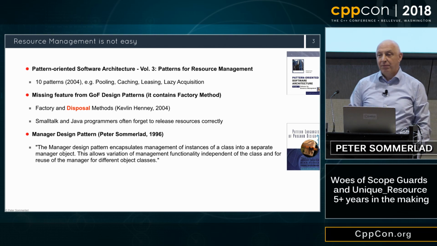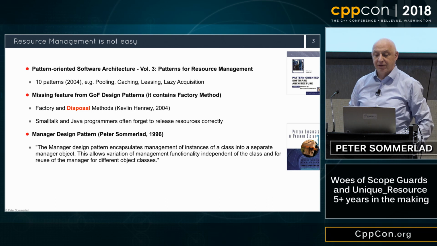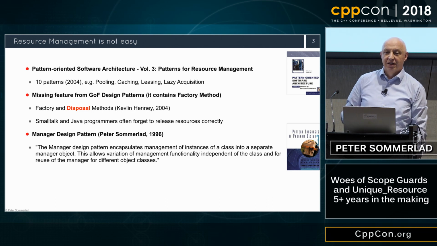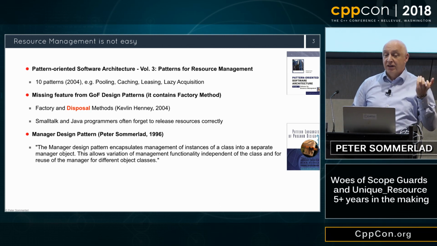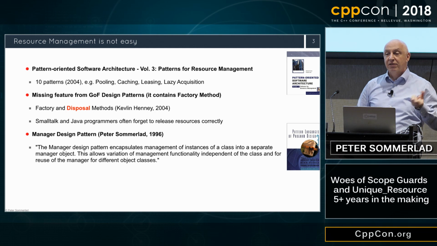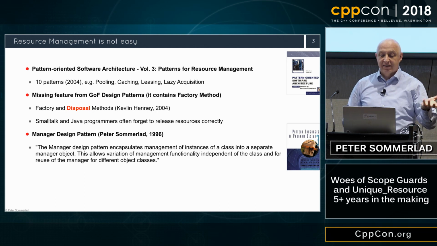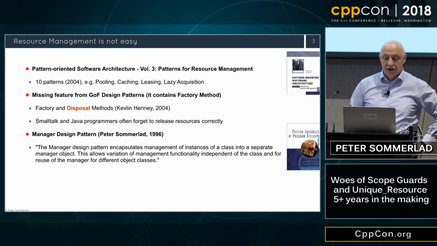It has a pattern called factory method, and even a thing more infrastructure like abstract factory, but it forgets about disposal. So if you acquire something through a factory, if that's a resource that you need to manage, you need the means to return it somewhere so it can be reused or released. And that's what Kevin and Henney wrote down about in 2004.